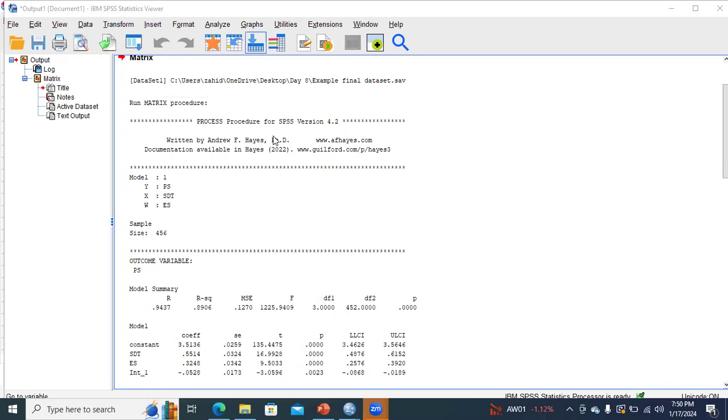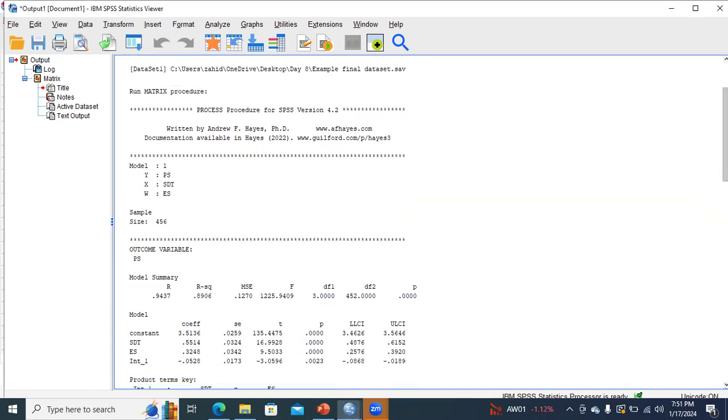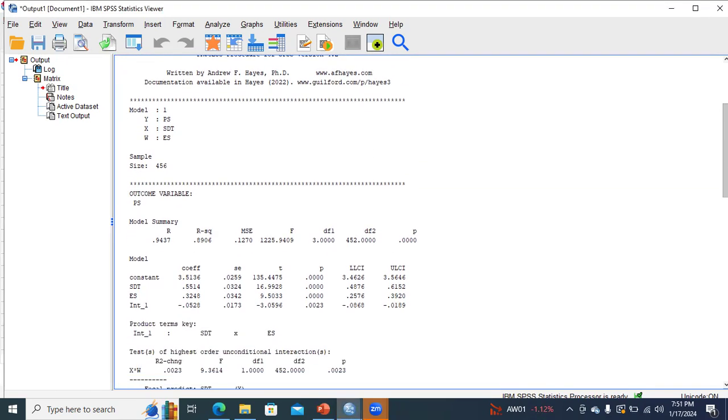Well, I was letting you know that here we have used model 1. Our dependent variable is project success. Our independent variable is short duration training. Our moderating variable is effective scheduling. That is our moderating variable. Our sample is 456 observations. That is a huge number of observations, so we can have better results or a better estimate on it.